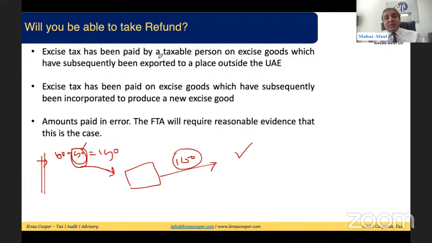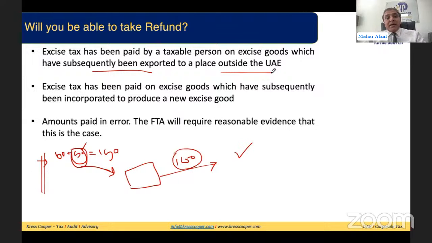The law says excise tax has been paid by the taxable person on an excisable good which has subsequently been exported to a place outside the UAE. This means the goods have not been consumed in the UAE, so whatever excise duty you paid at the time of import, you will take the refund. At the end, you will not be paying any excise duty in the UAE.